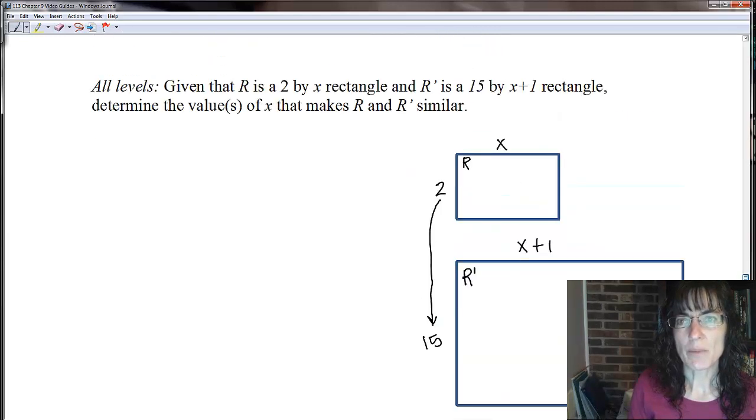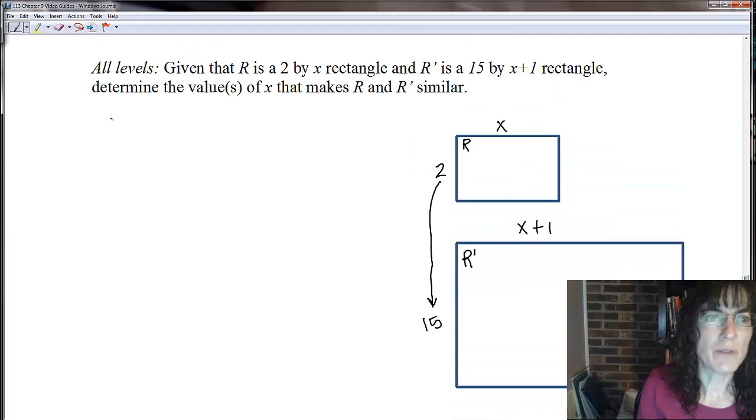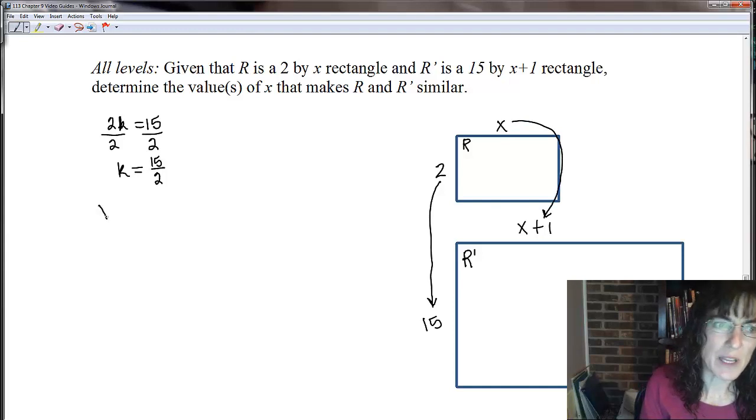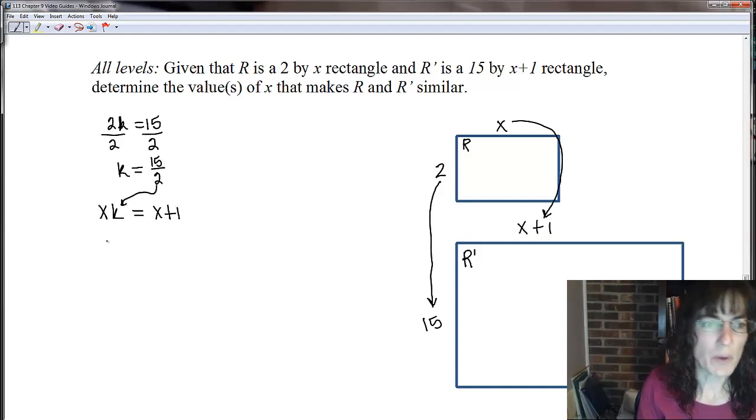For the first part, I'm going to have 2 and 15 be corresponding, so 2 times some constant will give me 15, and if I divide both sides by 2, then I know that my constant is going to be 15 over 2, or my scale factor. And then I'll have the other two sides be corresponding, so that'll be X times some K equals X plus 1.